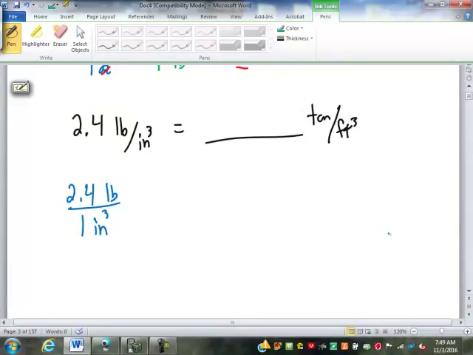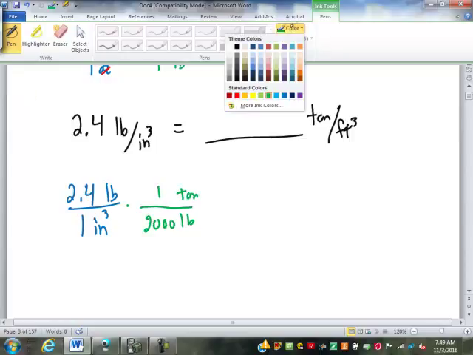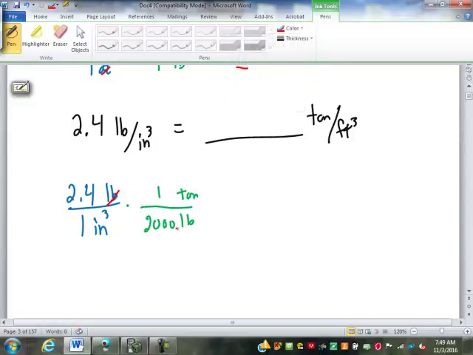So here we've got pounds per cubic inch, and we're going to have to change both. I'm usually in the habit of changing the top one first, just because I get into patterns and I stick with them. So pounds are on top, I'm going to put pounds on bottom, and I am changing it to tons. 1 ton is 2,000 pounds. So you can cancel out the pounds. I now have tons per cubic inch.